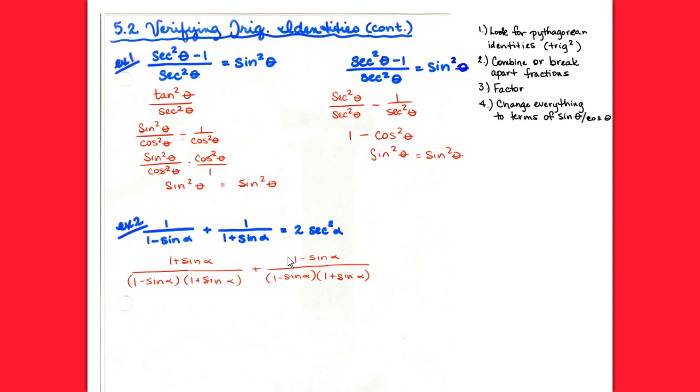The purpose of getting a common denominator is to combine our fractions with that common denominator, right? So let's rewrite this over that common denominator of 1 minus sine, 1 plus sine. And if I combine my numerators, I have 1 plus sine plus 1 minus sine. So plus sine and minus sine drop each other out, right? And 1 and 1 would give us 2.